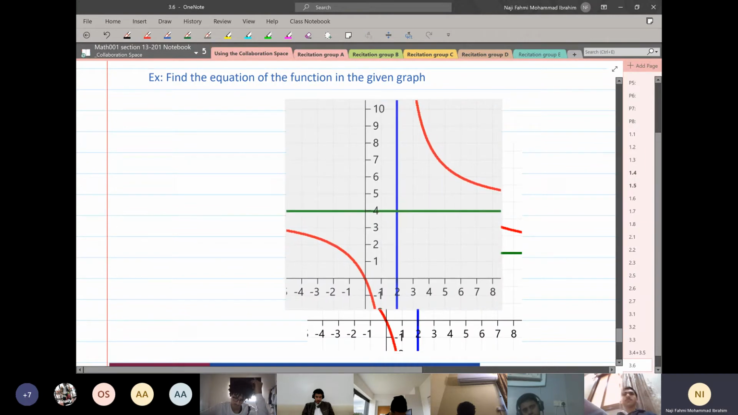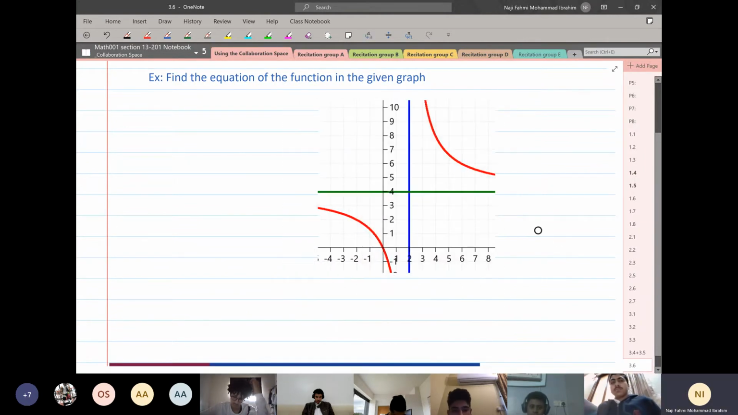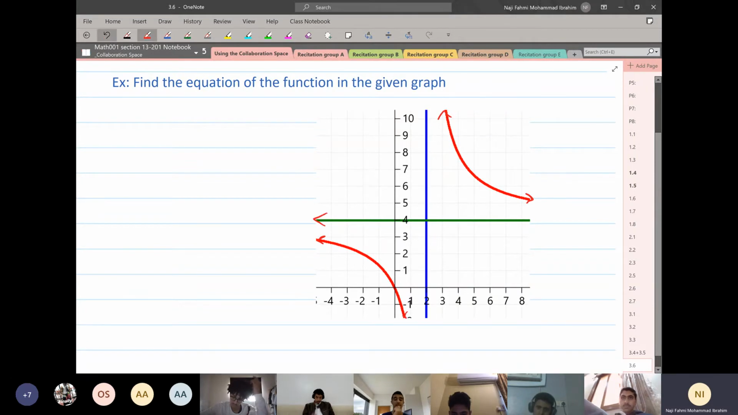Now let's read this. Again, he says what? Find the equation. From the graph, do you see a graph of a rational function or not? Of course, the answer is yes. Now, who can tell us what's the vertical asymptote in this graph?